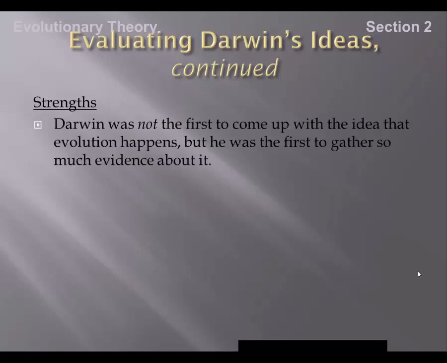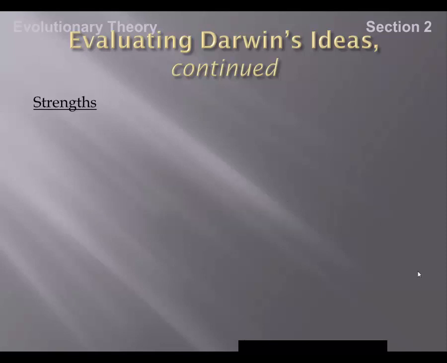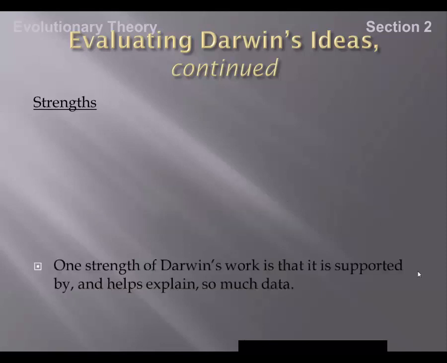Darwin was not the first to come up with his ideas. He was the first one to use a large amount of data and use that data as evidence to support his theory. His book was a very long argument that evolution is possible. So one strength of Darwin's work is that it's supported by and helps explain a very large amount of data.